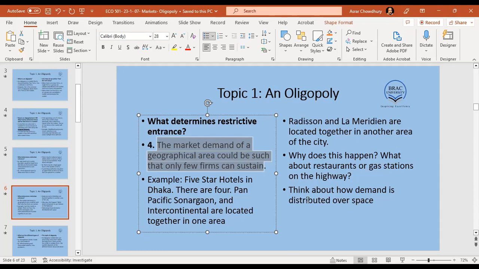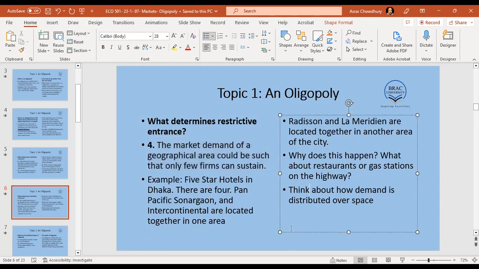So demand over here is being distributed over space, and that space is such that only two firms can sustain, whether that is neighborhood workshop, neighborhood grocery shop, or whether that's a big case like five-star hotels.